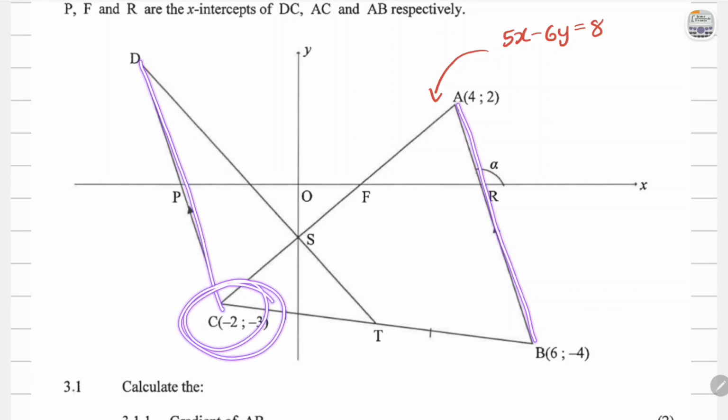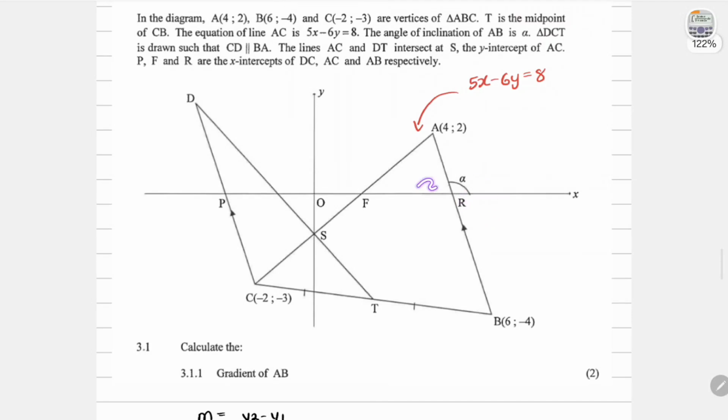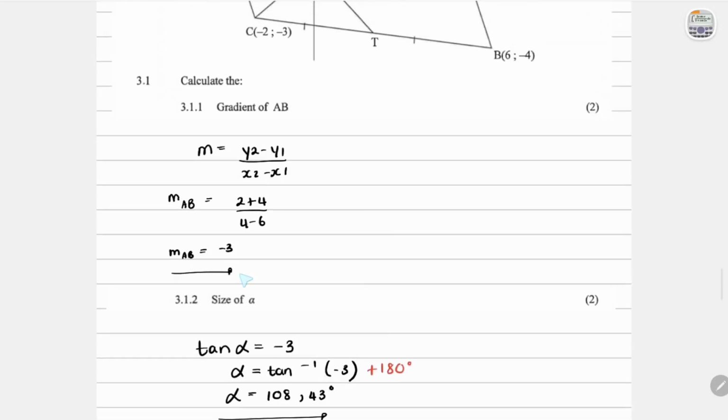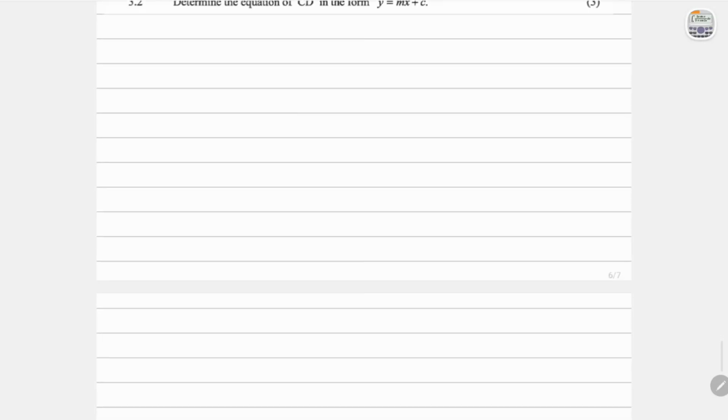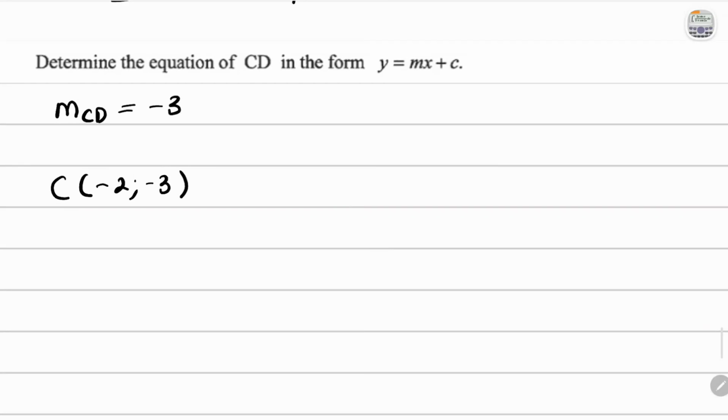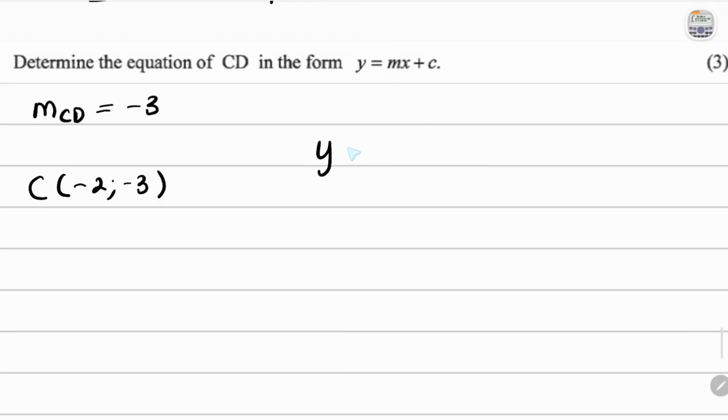And you see that we have a point on CD. We have C. So we can use that. Okay, so let's just start with saying the gradient of CD is whatever the gradient of AB is, which is negative 3. We found that in the first question. So the gradient of CD is also equal to negative 3. And we saw we had that point negative 2 and negative 3 as C. So we can find the equation. So I'll just use this way. y is equal to mx plus c. And then in place of m, we'll say y is equal to negative 3x plus c.